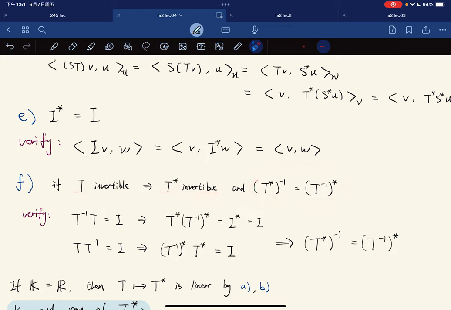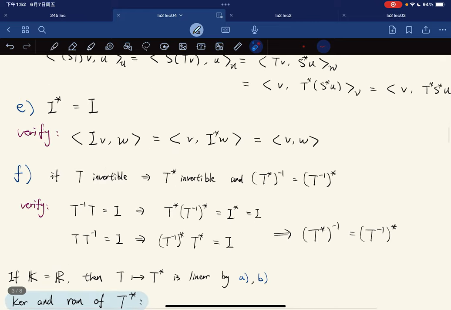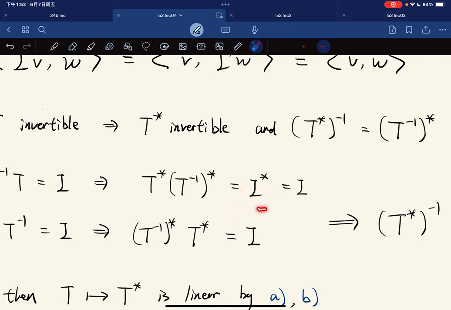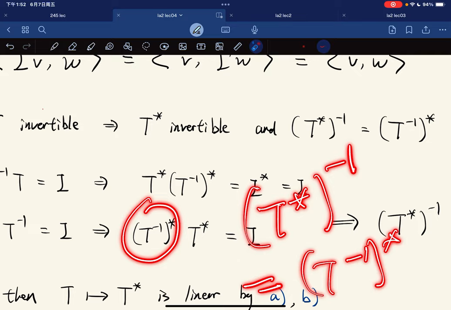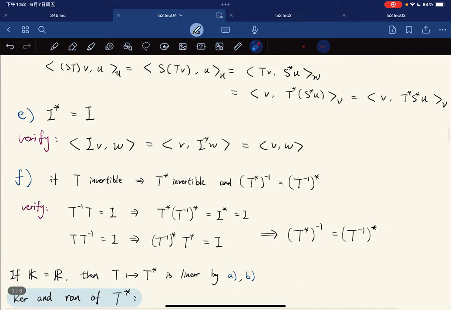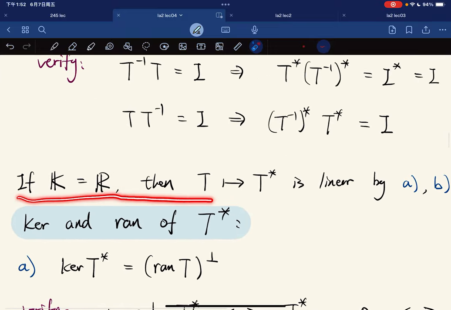First, if T is invertible, then T star is invertible. T inverse star composed with T star equals I star, which is equal to I. Taking the star of T inverse T equals I gives the other composition, so T star composed with T inverse star also gives you I back. So you see that the inverse of T star is equal to T inverse star. Again, I mentioned this already: if K is equal to R, then this is linear.